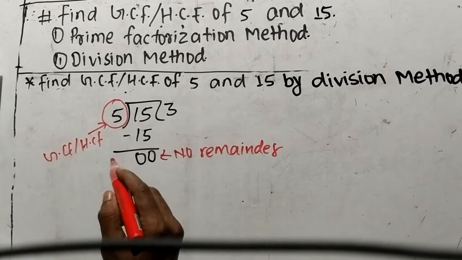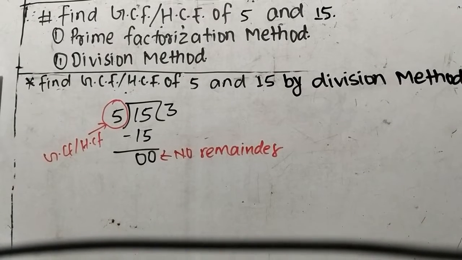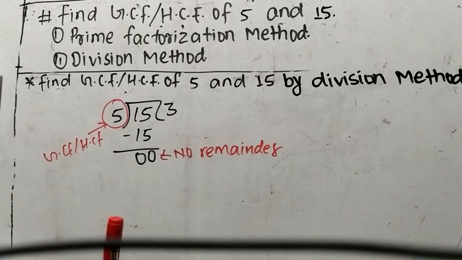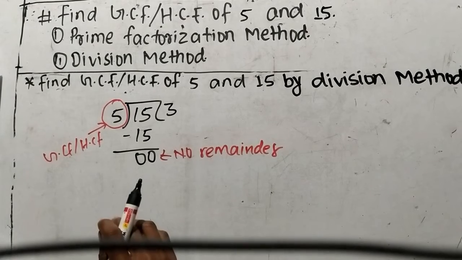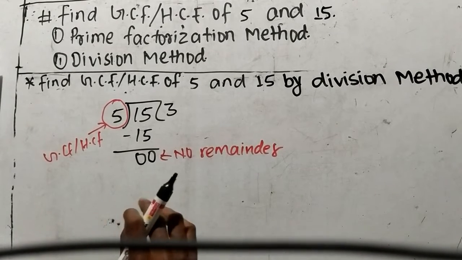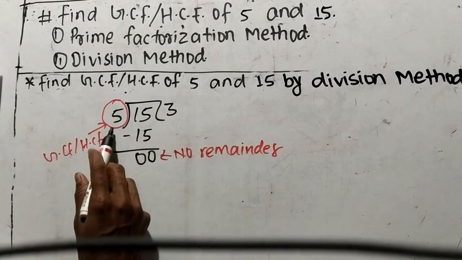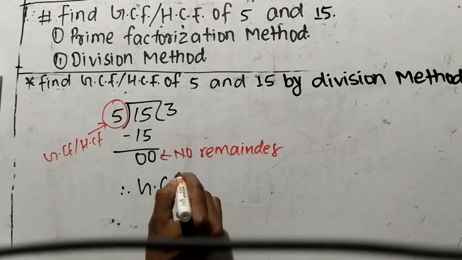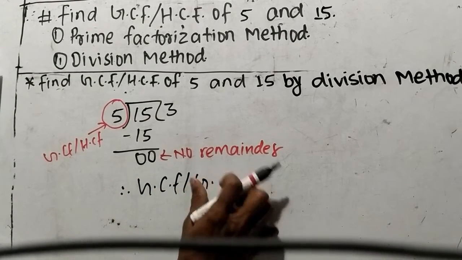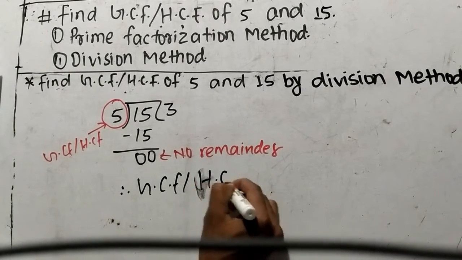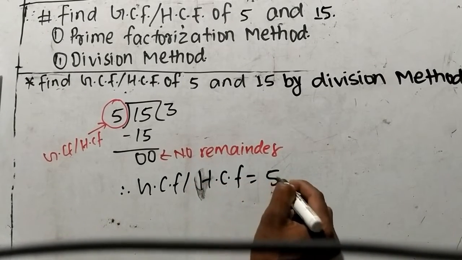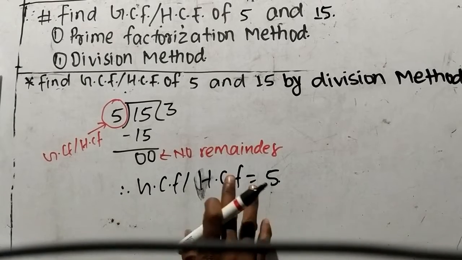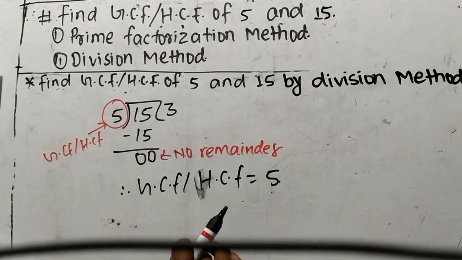So while finding GCF or HCF by division method, the divisor that leaves no remainder at last becomes the GCF or HCF. So here the divisor 5 leaves no remainder at last, therefore GCF or HCF is equal to 5. So in this way we can find out GCF or HCF by division method.